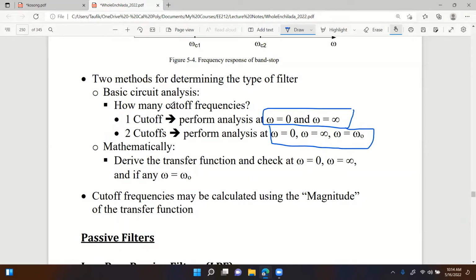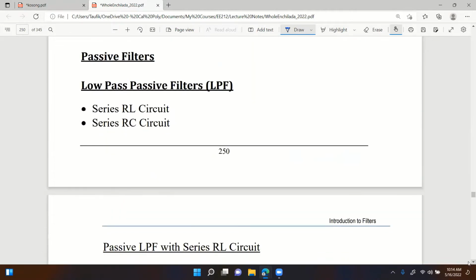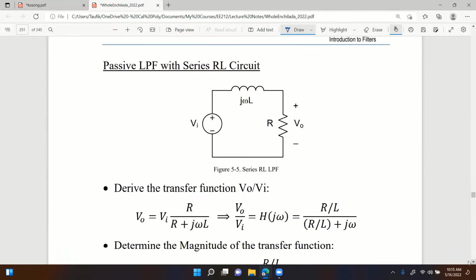The second way is by going straight to the circuit and doing a quick circuit analysis by applying the same test on those frequencies. Again, depending on how many cutoff frequencies you have, that determines the number of frequencies that you need to test. All right. And then we looked at the first filters, called low pass passive filters. So we're right now focusing on passive, no op amps. The very first circuit we looked at last week was the series RL circuit, that looks like this.